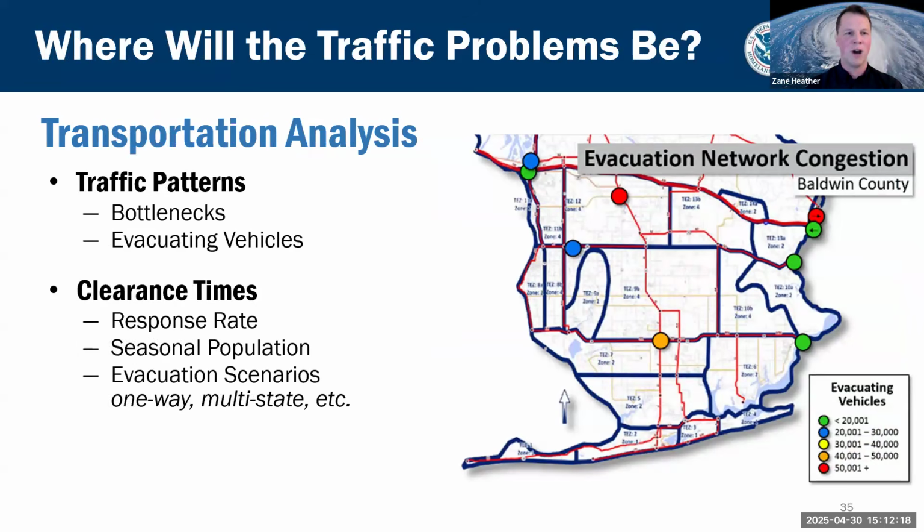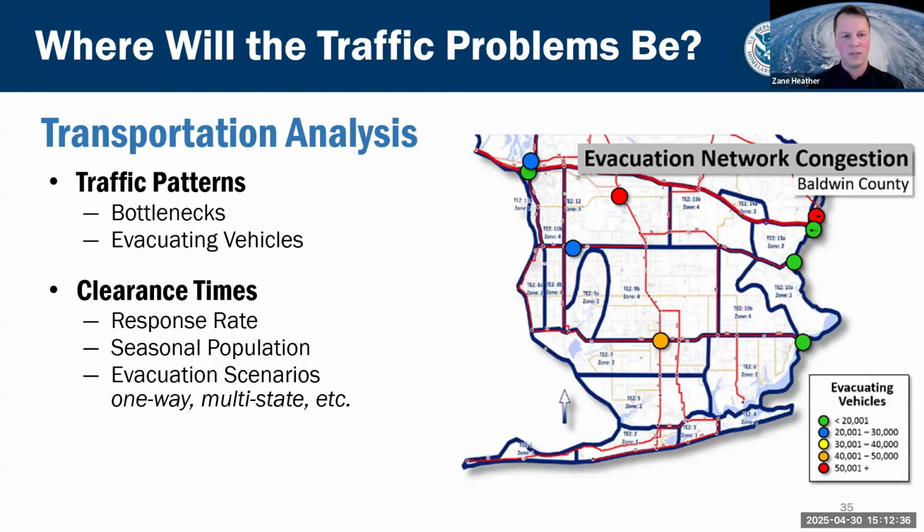Within the traffic patterns, it will help us and state and local partners identify, based off the evacuation characteristics, where there are bottlenecks in the evacuation roadway network, as well as different strategies that can be employed to help reduce those bottlenecks and those clearance times. And then finally, you've got your evacuation clearance times.